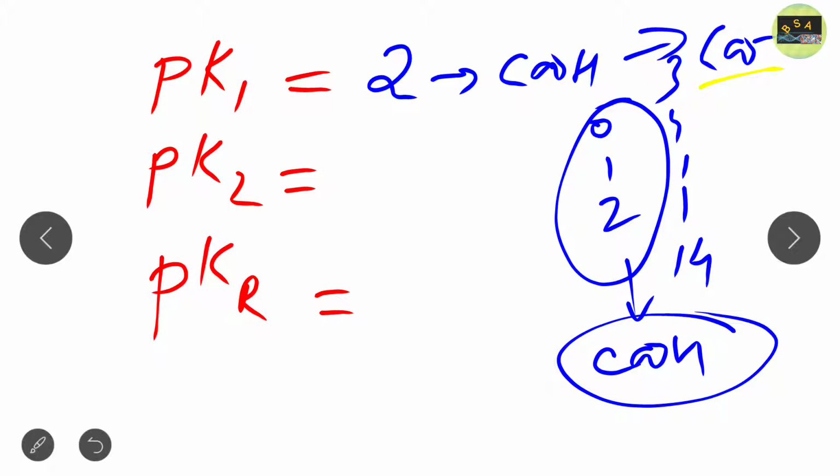We take the pK1 value as 2, and we take the pK2 value as 9. In a similar way, if we go above 9, then the NH3 plus becomes neutral, and if we go below 9, then it will remain as NH3 plus. Clear?